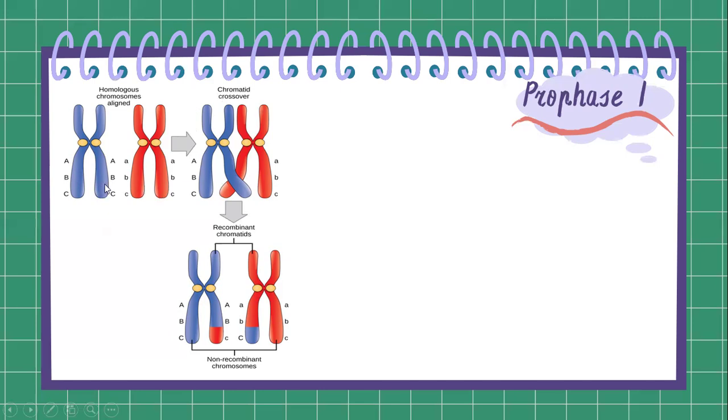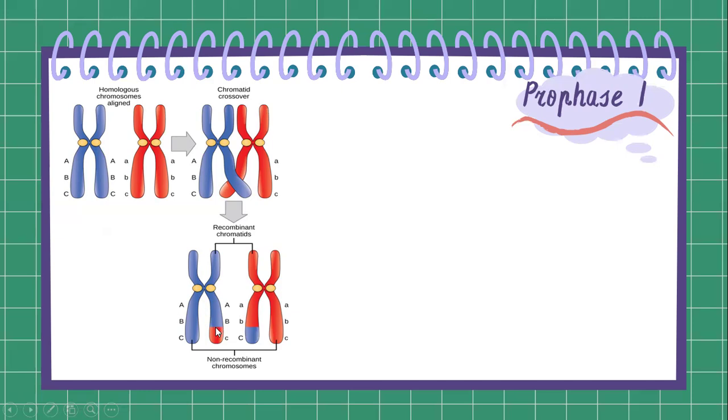They will try to come closer to each other, which is called synapsis. After synapsis, they will go for crossing over, chiasmata formation. This is called chiasmata formation. This cross-like structure is called chiasmata. And what is the purpose of this chiasmata formation? To exchange the chromosomes, to exchange the genes. And you can see in this, the non-sister chromatids will exchange a few genes.